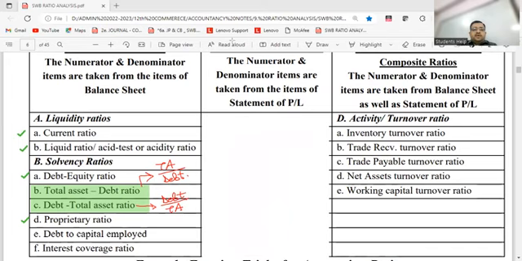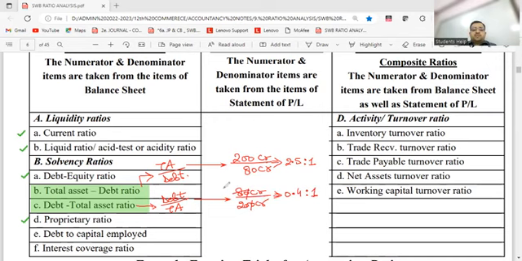चलिए, अगर आपको मैं बोलूं calculate total asset to debt ratio और आपके पास 200 करोड़ की total assets हैं और 80 करोड़ का debt है, your answer would be 2.5 is to 1. And if I say calculate debt equity ratio, your answer would be 80 crores upon 200 crores. What would it be, children? 0.4 is to 1. Am I correct in this?